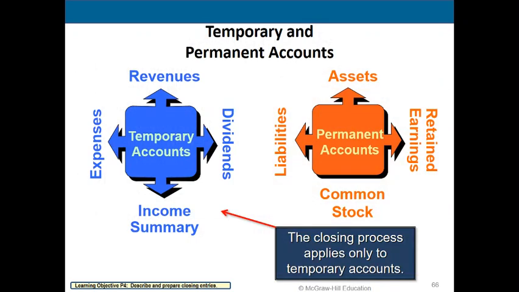So again, temporary accounts are revenues, expenses, dividends, and income summary. Permanent accounts are everything else: assets, liabilities, and all your equity accounts, retained earnings, and common stock.